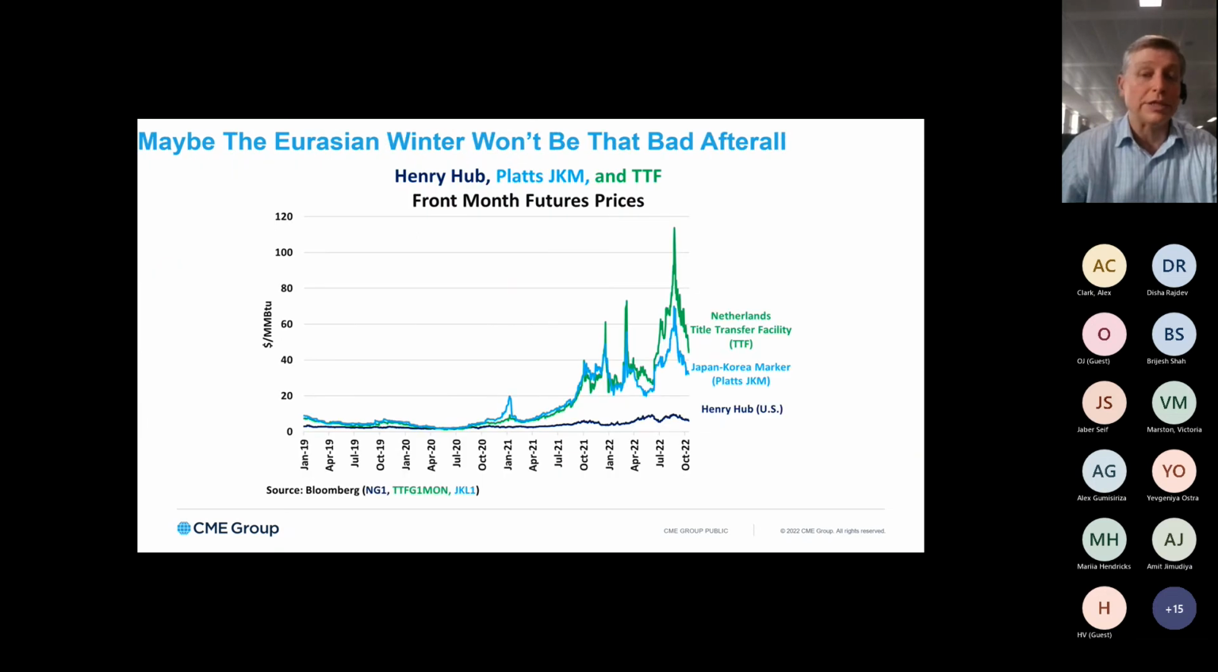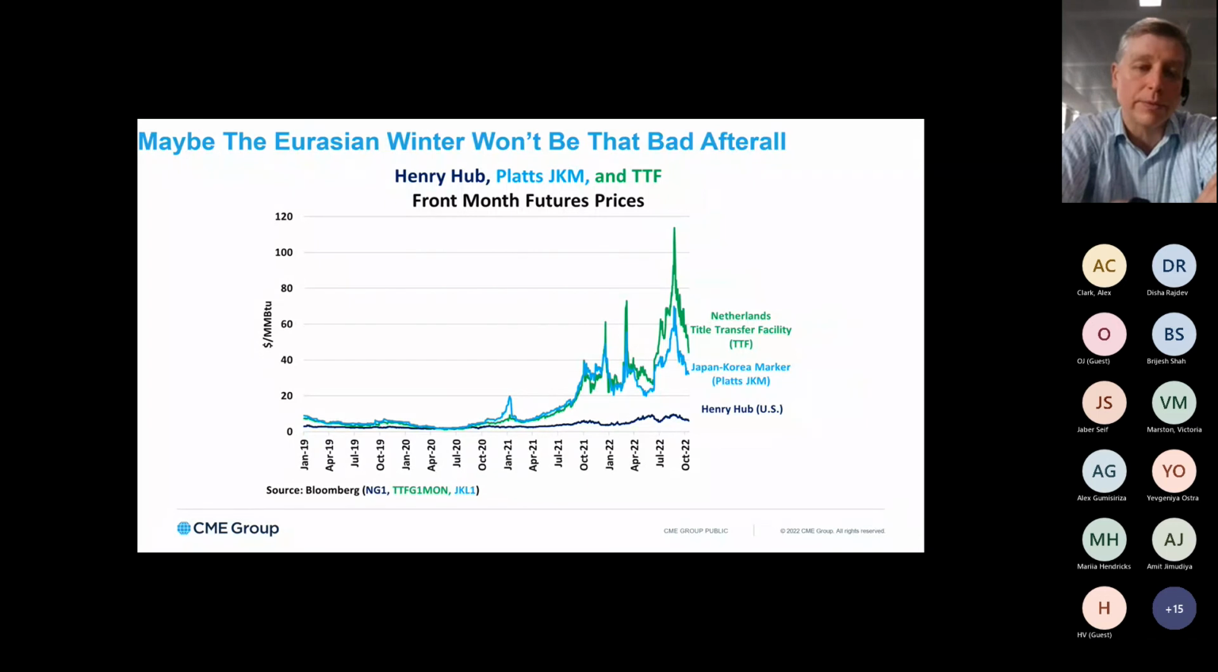Now let's conclude with natural gas. Natural gas prices, as you can see, have been extremely volatile across Europe and Asia. A few years ago, European and Asian prices were similar to those in the United States. But then we've had this tremendous run-up.